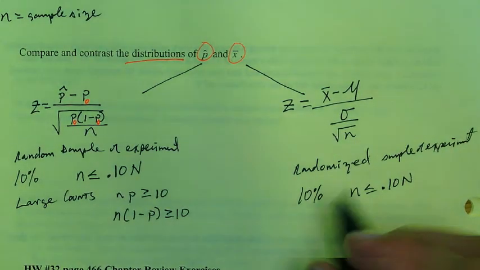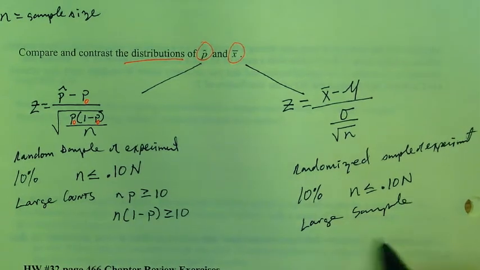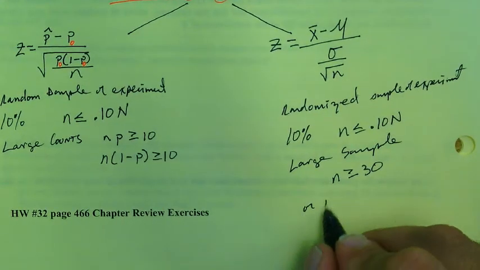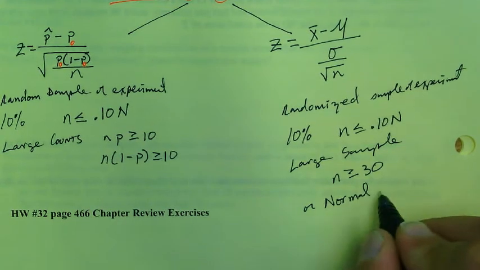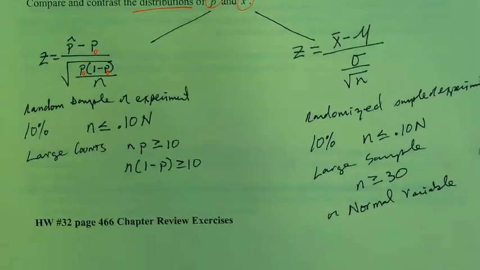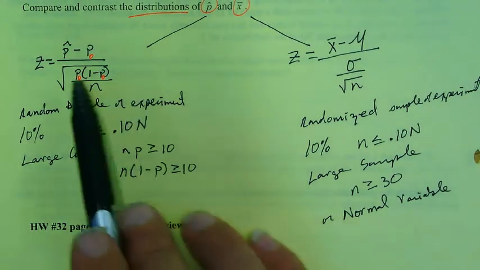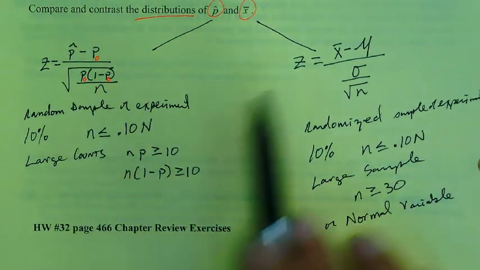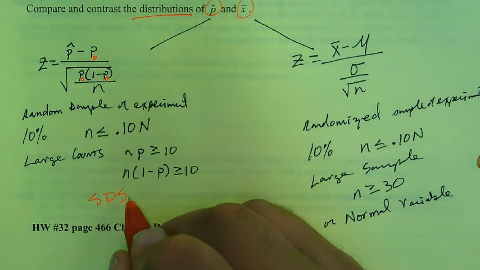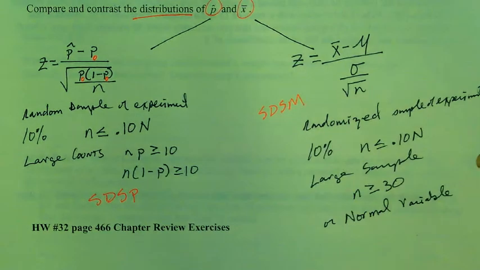And for this one, we need to have a large sample. In other words, n is greater than or equal to 30, or we need to come from a normal variable. The data needs to come from something that's already normally distributed, in which case the sample size does not matter. So our sampling distribution of sample proportions, our sampling distribution of sample means. So SDSP, and over here SDSM. Very important that we understand those.